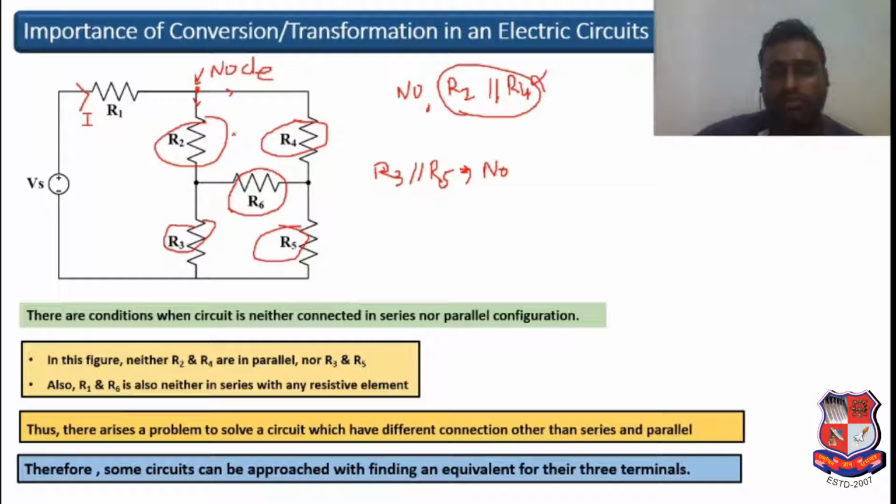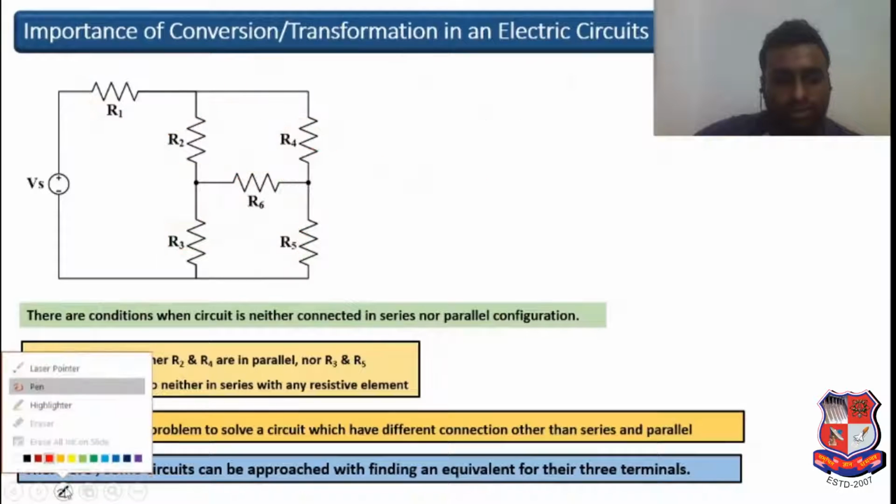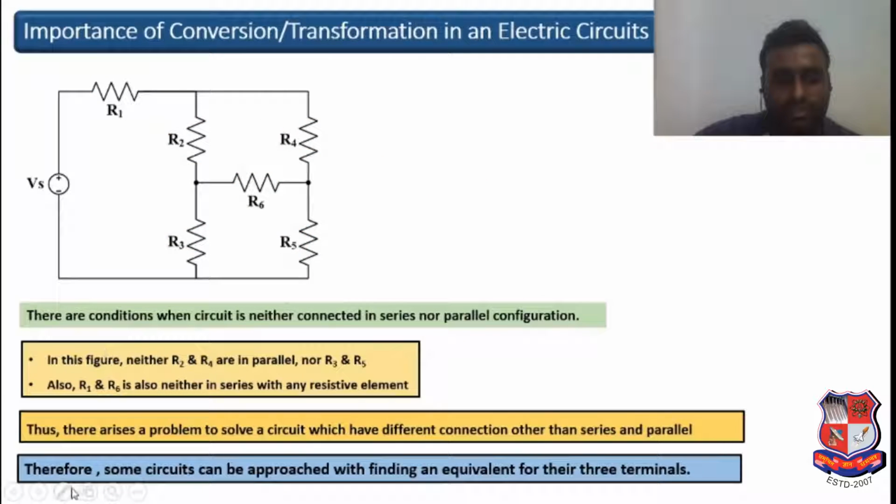Okay, so therefore in such cases we can say that some circuits can be approached where the equivalent of three terminals should be used. The intention is that instead of finding the equivalent of two elements, when we have two terminals, we find the equivalent across the two terminals.